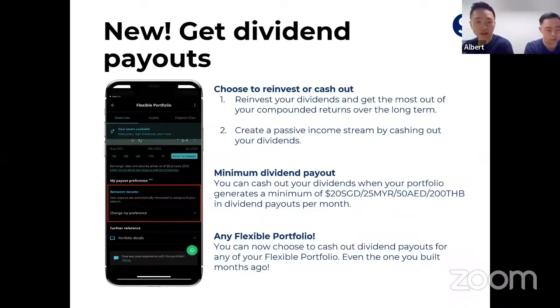The condition is that it needs to meet a minimum threshold for the amount that you need to have in your account for it to pay. So say if you have a Singapore StashAway account, you need to have a minimum of 20 Singapore dollars in terms of your dividends before it's able to be paid out. Okay, so even if you have created a flexible portfolio in the past, it doesn't mean that you don't have this option. You have access to this option itself, such that the dividends are paid out.